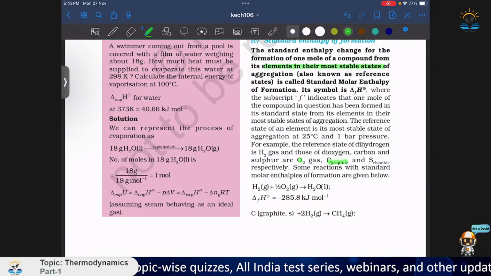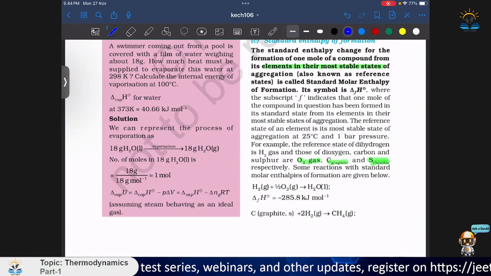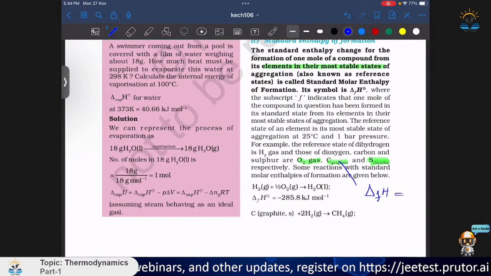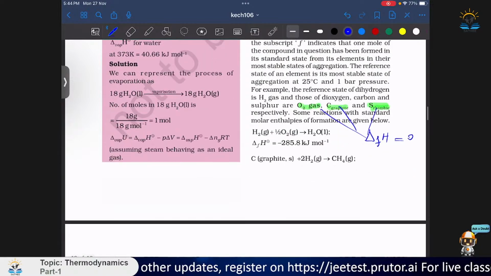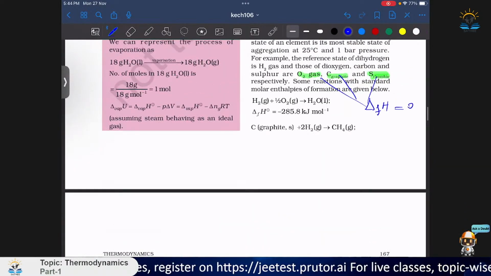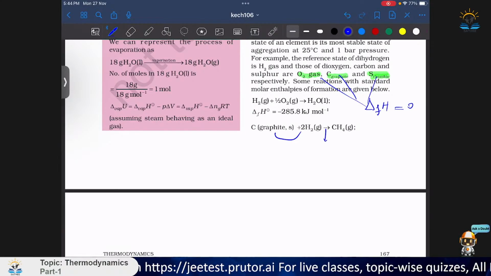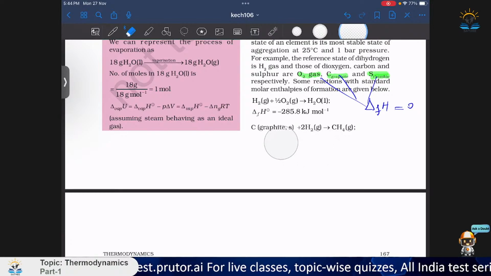So for these reference states, for example, for carbon, the reference state is graphite. For oxygen, it is just the oxygen gas. For sulfur, it is the rhombic sulfur. What is so special about these reference states is that their own enthalpy of formation, delta H formation, is 0 for all the standard reference states. So that when you have measured a heat change during the reaction.